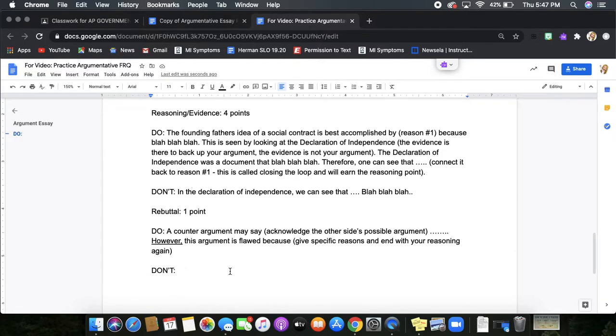And a rebuttal. Do write something like this. A counter argument may say, and then you're going to say something like, they may say that it was natural rights because we see this term, whatever. Show your full understanding, show another argument, and then add in that key term, however, instead. Show that you are transitioning back into your argument.